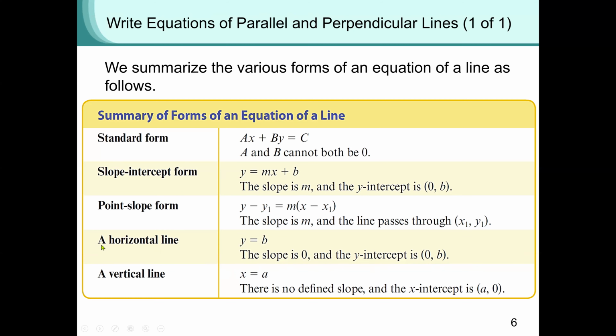Also, anytime we have a line that is horizontal, it means the X coefficient is 0, so we don't have any X. So if I have Y equal to B, the line will be horizontal. The line also will be vertical if X equals A. But here we say there's no defined slope.